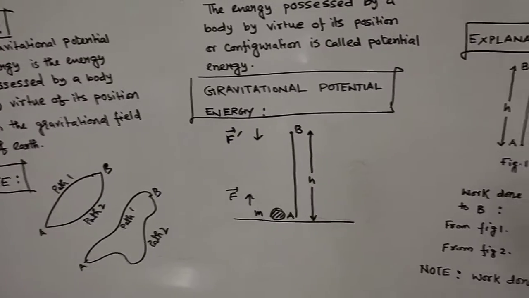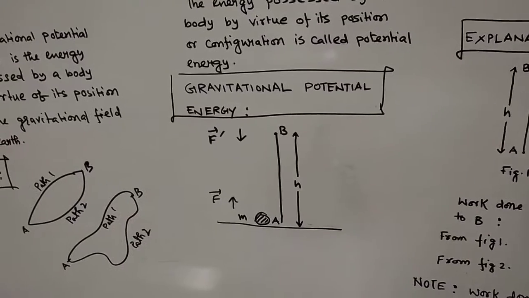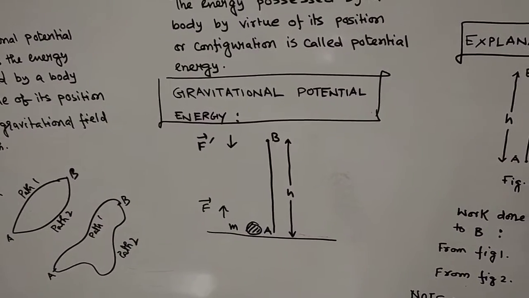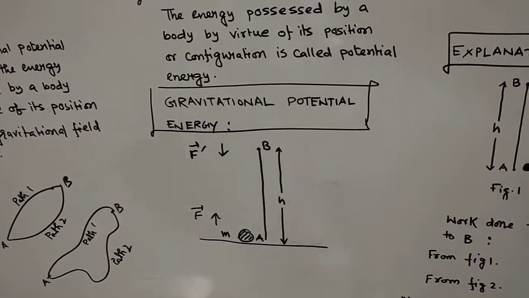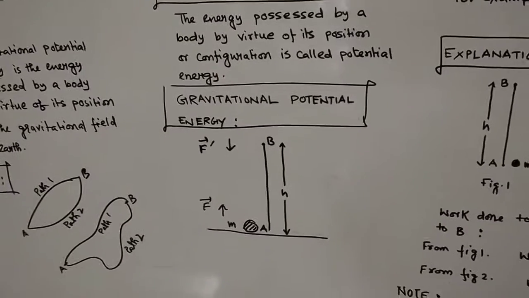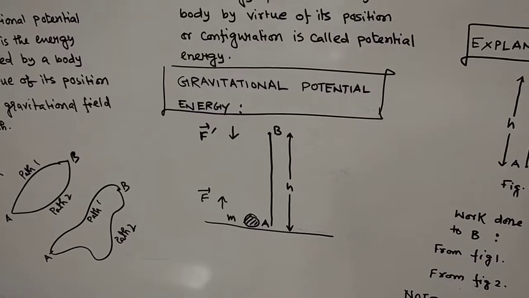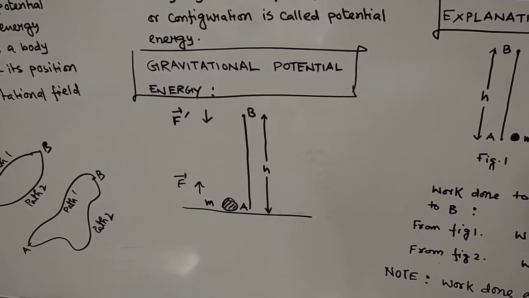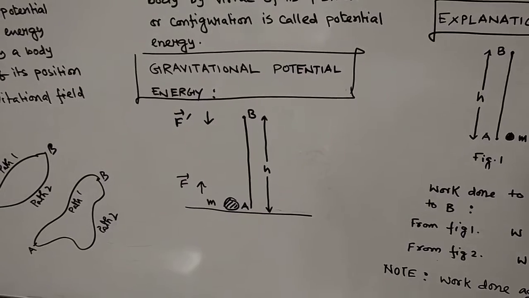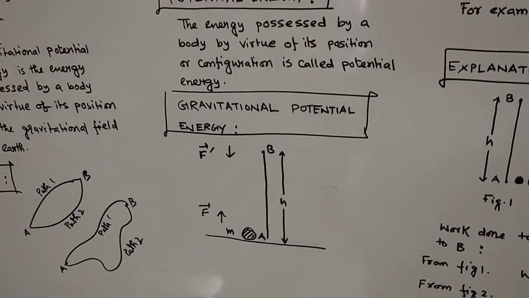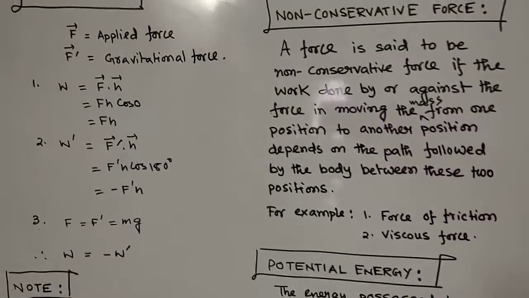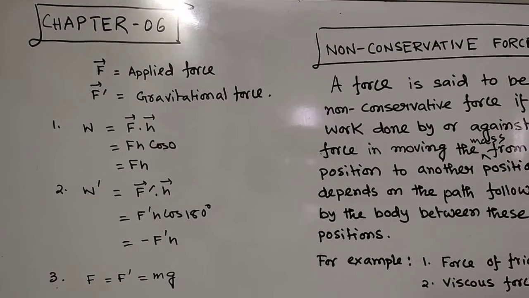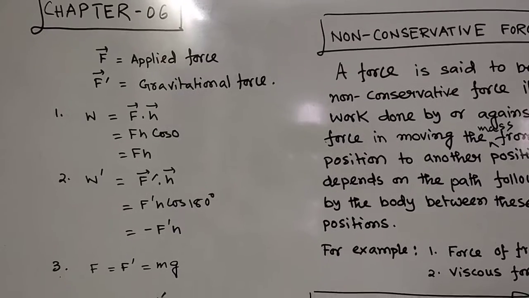Against the gravitational force. So you see in this figure two forces, one is your F vector, another one is your F dash vector, and two points, capital A and capital B. Gravitational force acts downward. So capital F vector is your applied force. You are moving the mass small m from A to B against the gravitational force, that is F dash vector. Here we have written F vector equal to applied force and F dash vector equal to gravitational force.